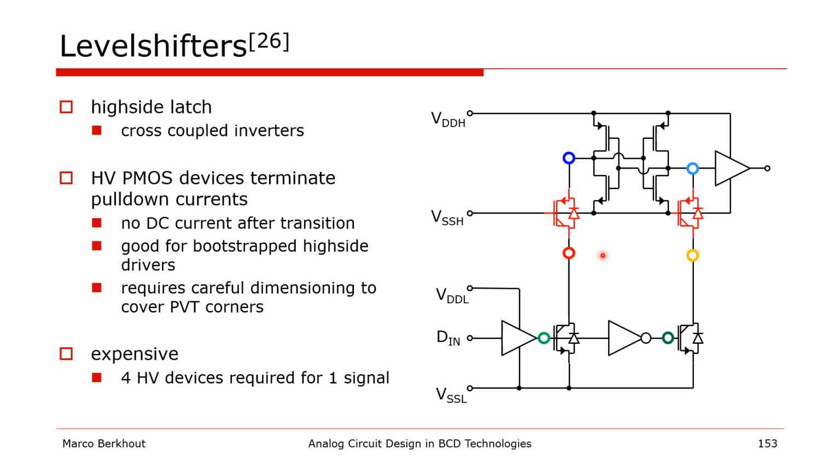However, this is a tricky circuit that requires careful dimensioning of the devices to guarantee proper operation over PVT corners. And it is also relatively expensive because it requires 4 high voltage devices for a single signal.